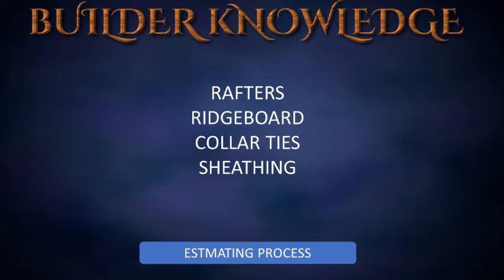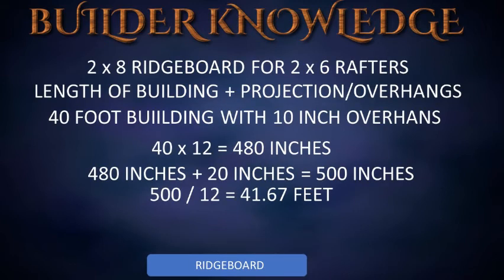The ridgeboard needs to be wider than the rafters: a 2 inch by 8 inch ridgeboard for 2 inch by 6 inch rafters. For a gable roof, the length of the ridgeboard equals the length of the building plus overhangs at the gable end times 2. For example, a 40-foot building with 10-inch overhangs: 40 feet times 12 equals 480 inches. 480 inches plus 20 inches equals 500 inches. 500 inches divided by 12 equals 41.67 feet.